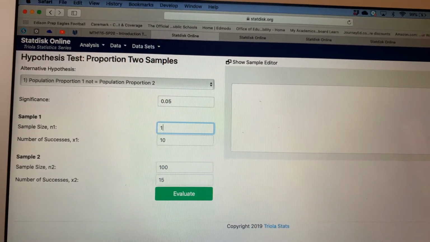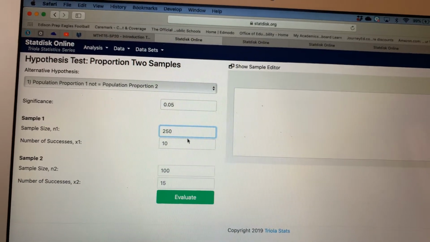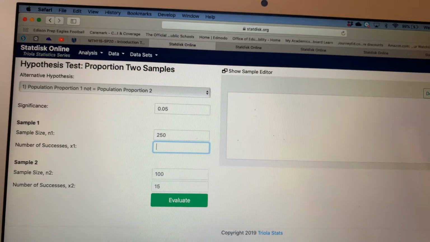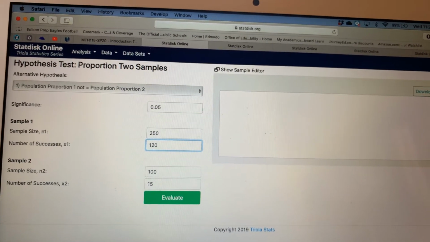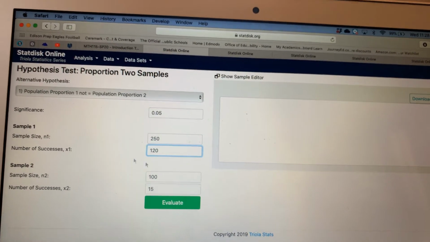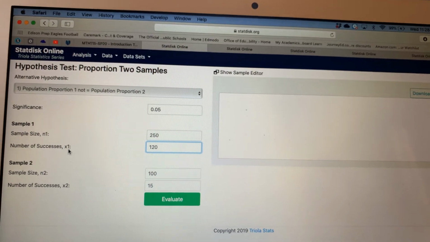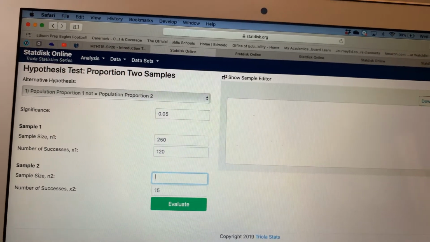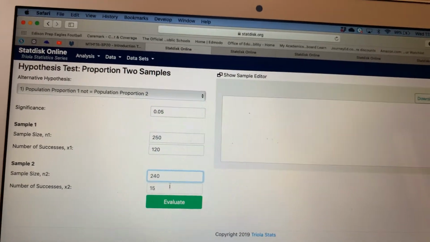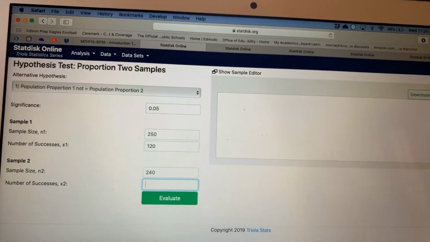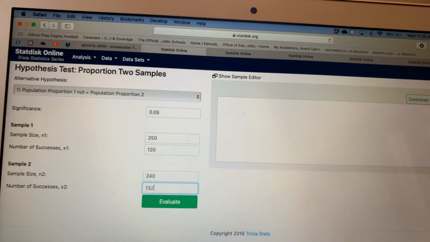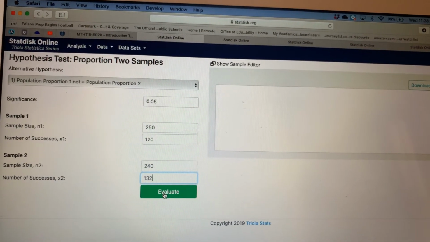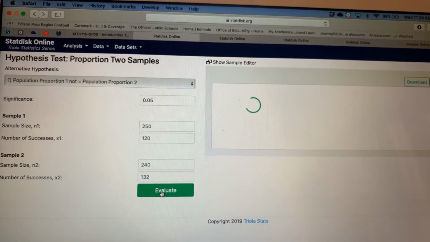So our first sample size is the men, so 250, and the number of successes, the number of people who said they were going to vote for Donald Trump, was 120. Notice it's not asking for P1 hat, it's actually asking for X1, the number of successes. So then sample 2, the sample size was 240, and the number of successes was 132. Those are the people who are intending to vote for Donald Trump. Okay, and then we just click evaluate.